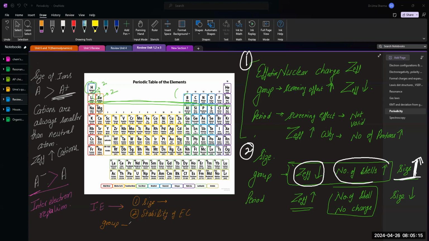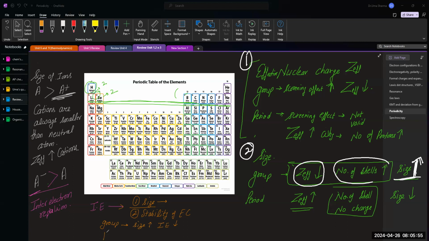So what happens in the group to ionization energy? Size is the only factor. In the group, you will consider only the size factor. As the size becomes bigger, yes, it decreases. Memorize it. Because the electron goes away from the nucleus, it's easy to remove the electron. Effective nuclear charge is decreasing, size is increasing. So you can combine this effective nuclear charge, you can use it everywhere in the explanation part.